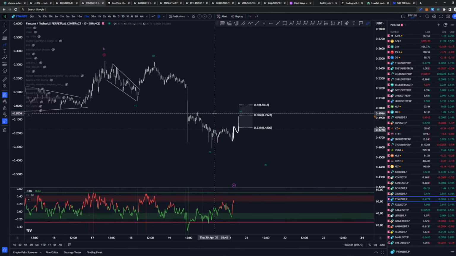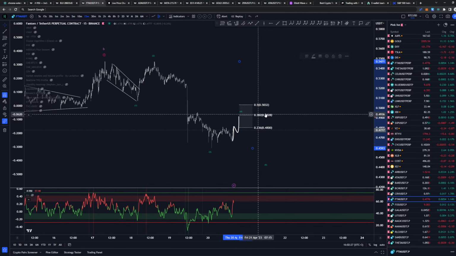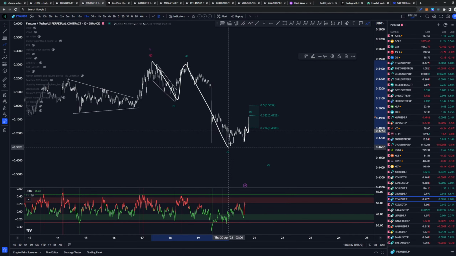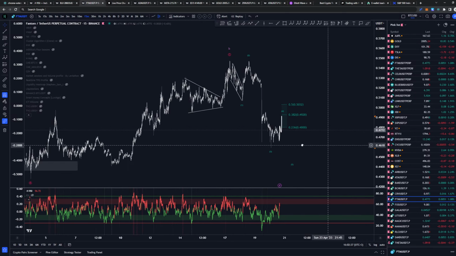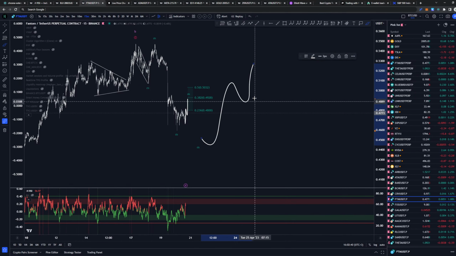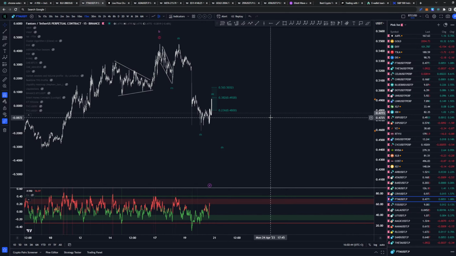Yeah, I did cover ETH already, so you can just scroll back in the video. So 1, 2, 3, 4, 5. One more low. That's my expectation here, before a continuation, or sorry, a correction of this move. 3 waves and dump. That is the main idea here now.